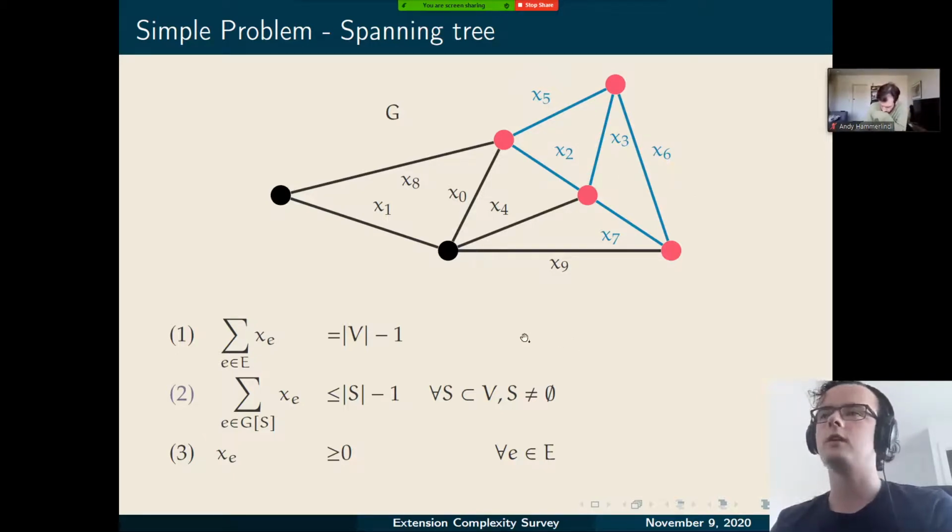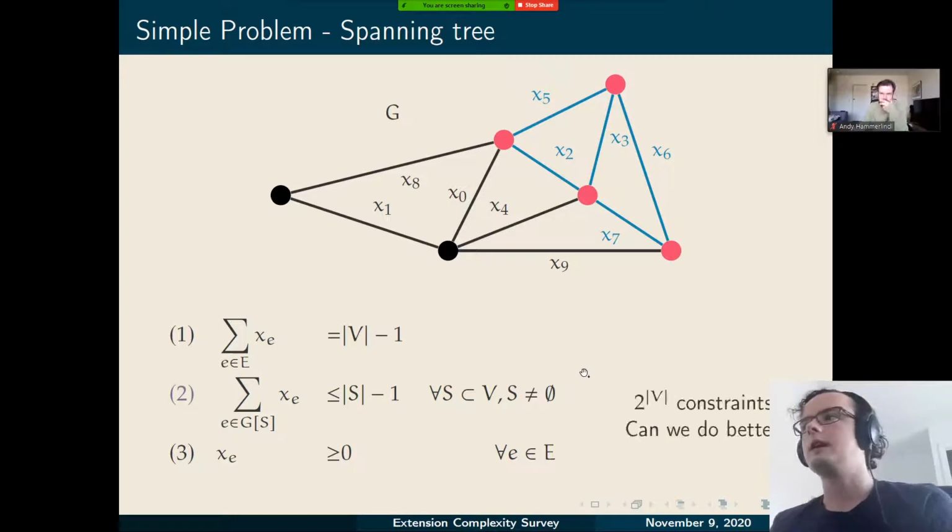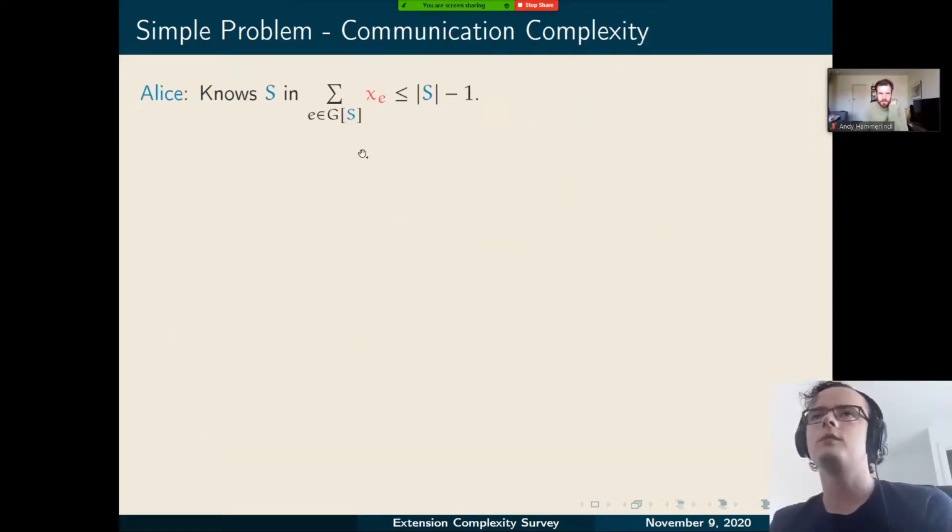So we could run a linear programming algorithm on this, but it turns out that this has a constraint for every subset of vertices, right? We have 2 to the power of v constraints, so it's not very feasible to run an algorithm on this shape. So hopefully we can do better. And in fact, we can prove such a thing by using communication complexity.